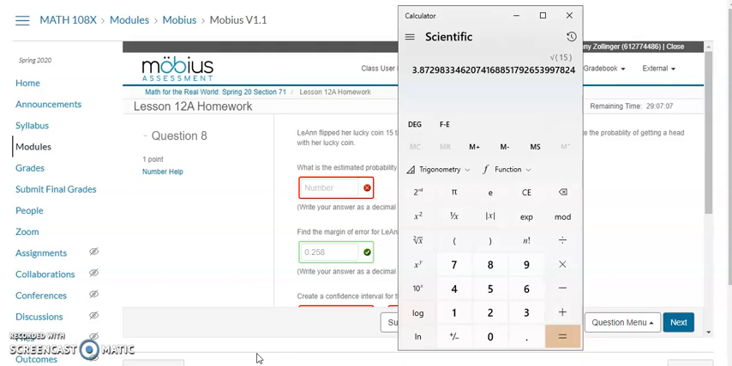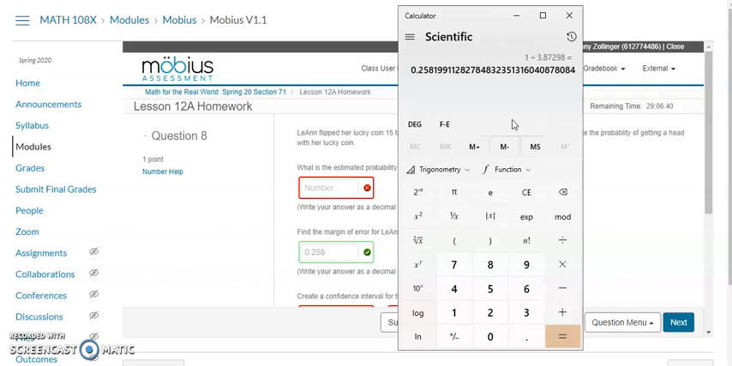And so what that would look like is 1 divided by 3.87298. I'm going to keep a few more decimal places than it says to round to so that I can avoid these rounding errors. And so you can see if I round this one to 3 decimal places, I get the same thing I got before. And so that's important.